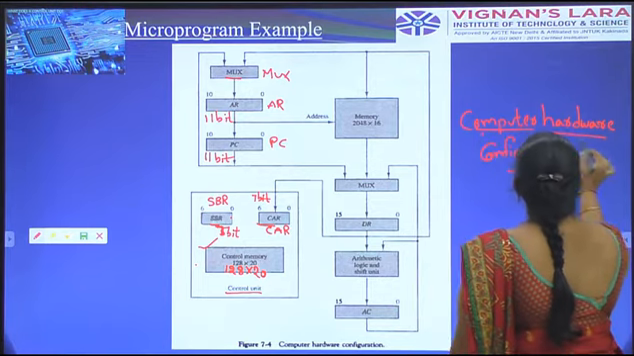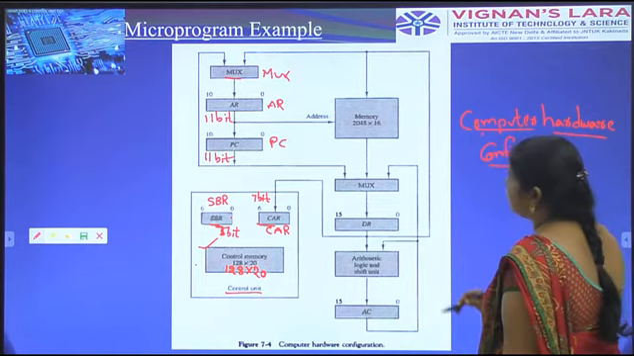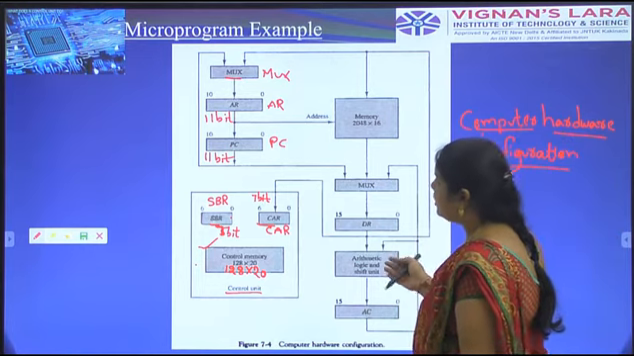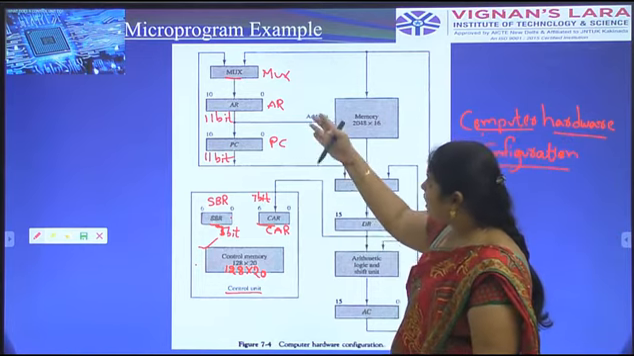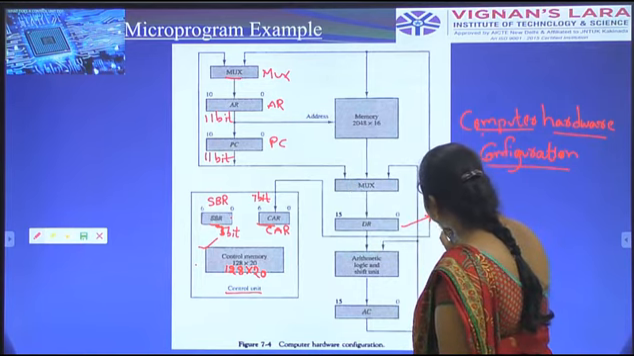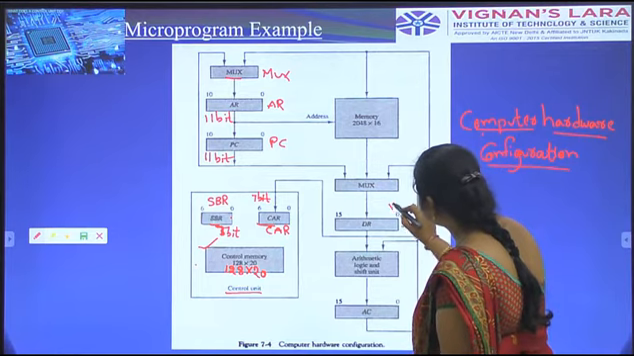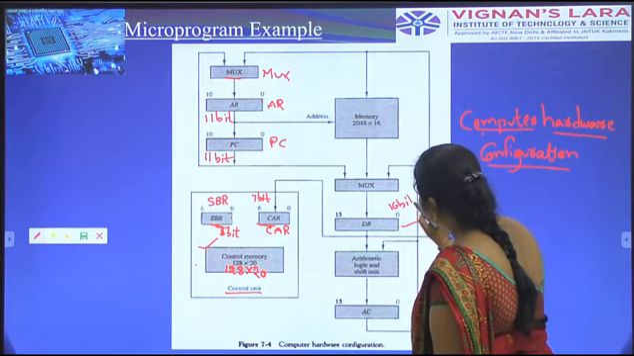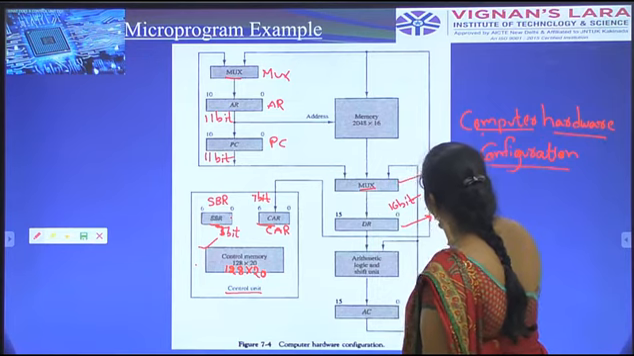This is an example of computer hardware. Internally, it performs the operations with the 4 registers: address register, program counter, and here this is a data register. Its size is 16-bit. Here it is a multiplexer.